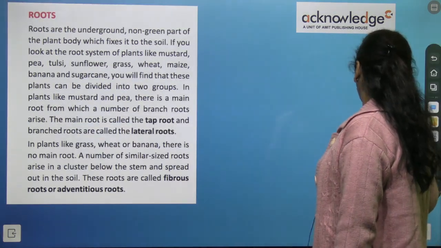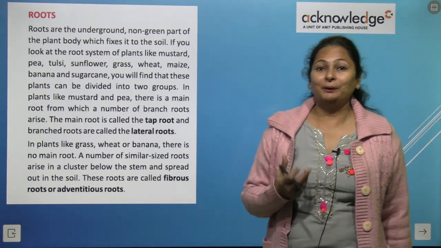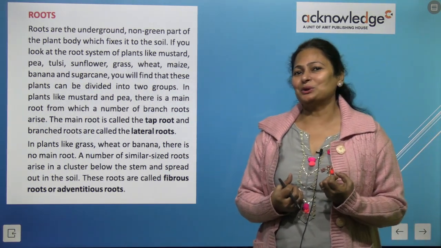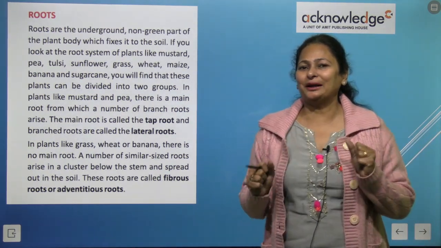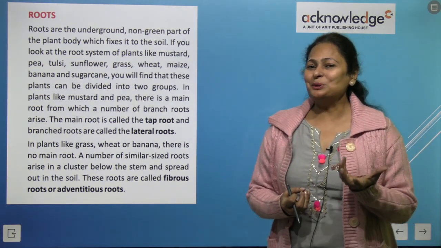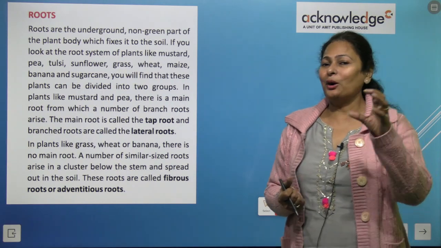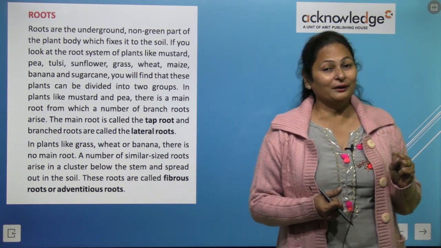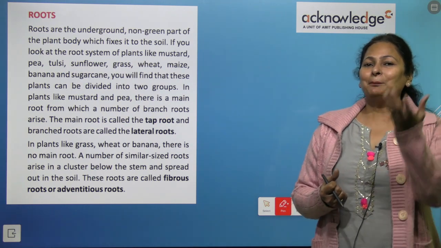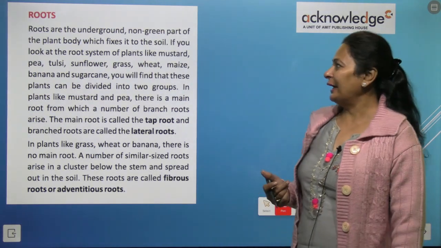So roots are the underground non-green part of the plant body which fixes into the soil. It holds the soil, kids, and that is why the plant is able to stand. It gives strength and it also absorbs water and other nutrients from the soil and passes them to the stem, to the upper side, right?